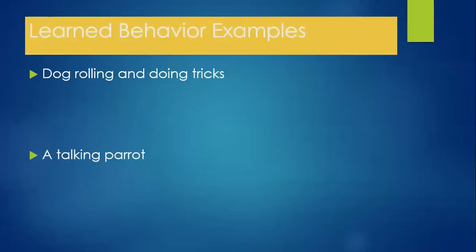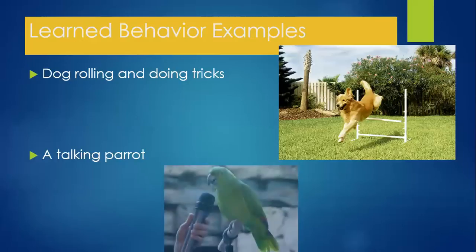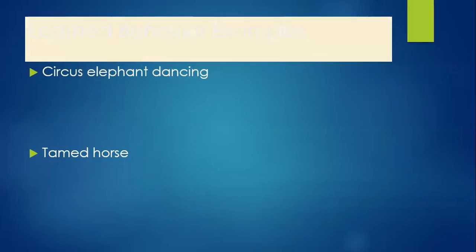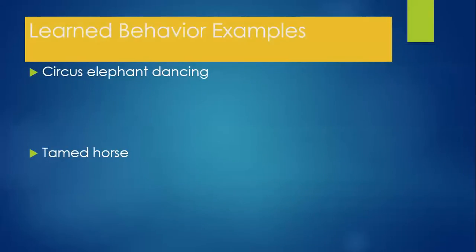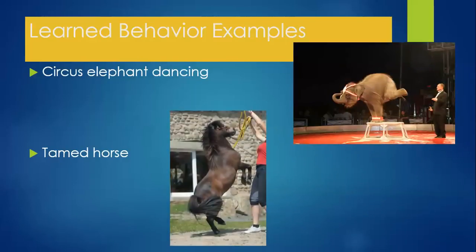How about animals? They also learn certain behaviors. For example, dogs rolling or doing tricks. And even a parrot learning how to speak, or when they try to imitate or mimic someone's speaking. Let's look at some more learned behaviors from animals. A circus elephant dancing or a horse being tamed.